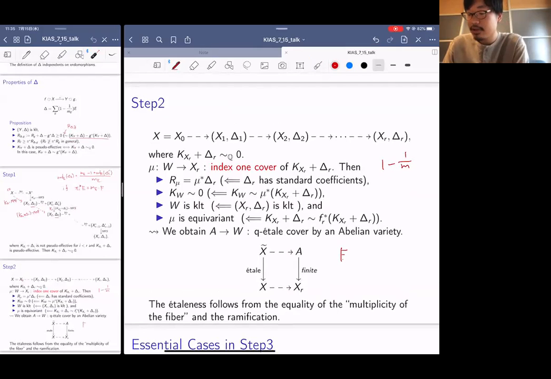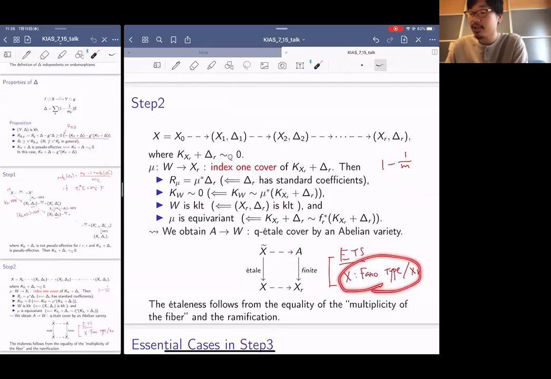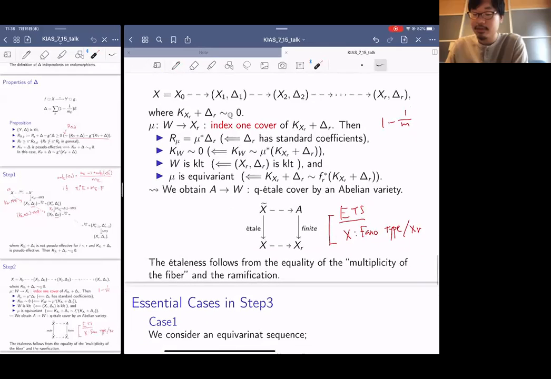And it is enough to show that X is of Fano type over XR. Okay. This is step 3. Next I introduce step 3. And in step 3, we reduce this property to the following 2 cases.